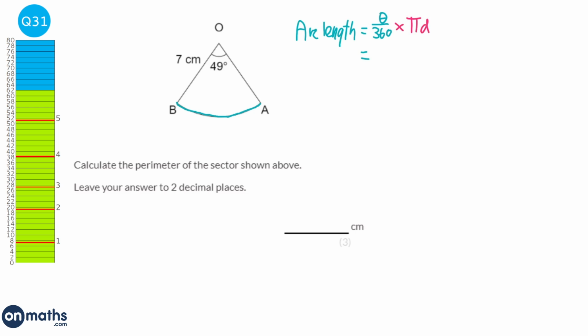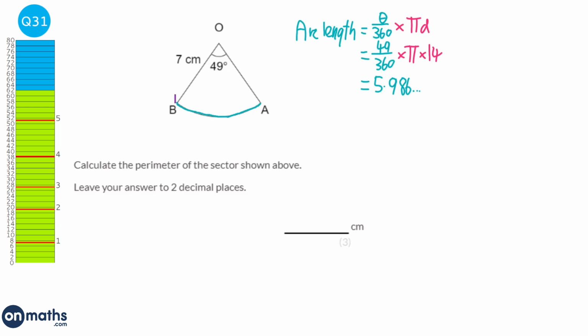And so that's going to be 49 over 360 times pi times, and the diameter would be twice the radius. The radius is 7, so it would be times 14. When we do all of that, we get 5.986... But that is not the perimeter yet.